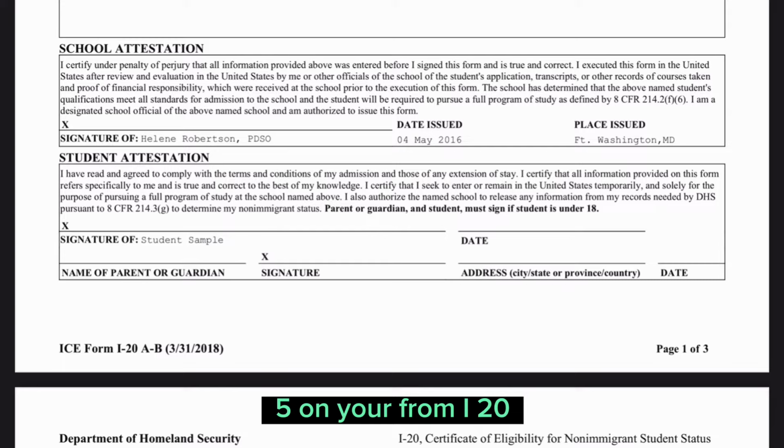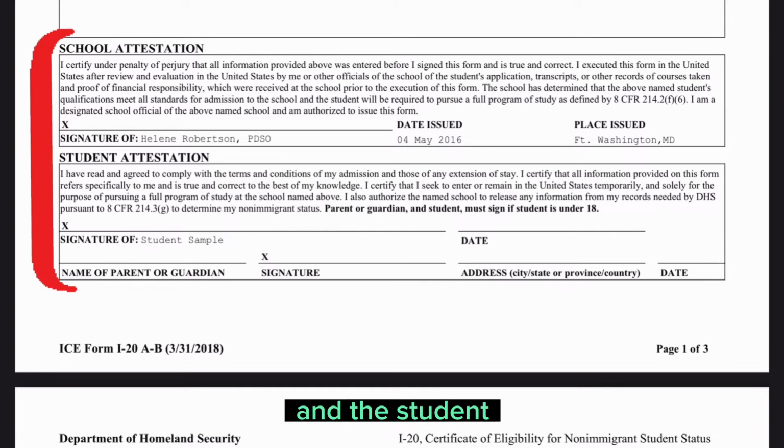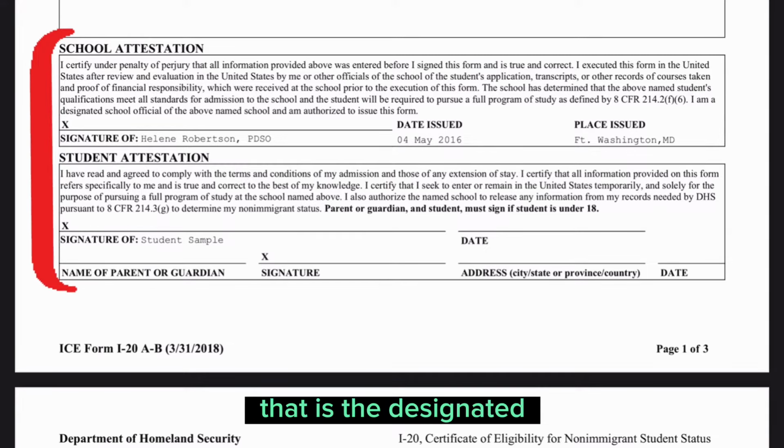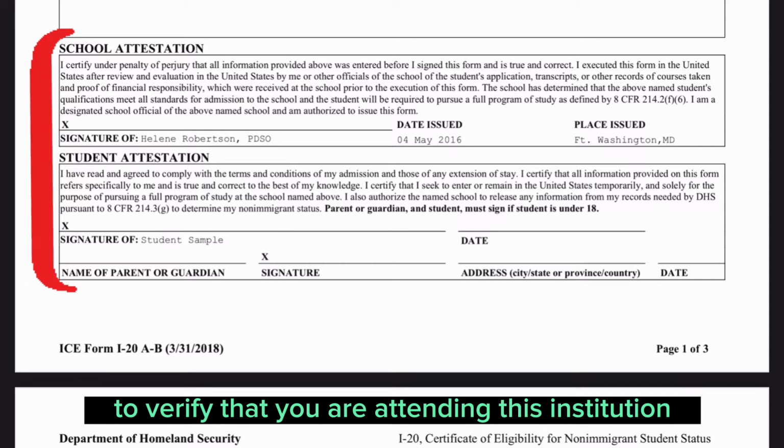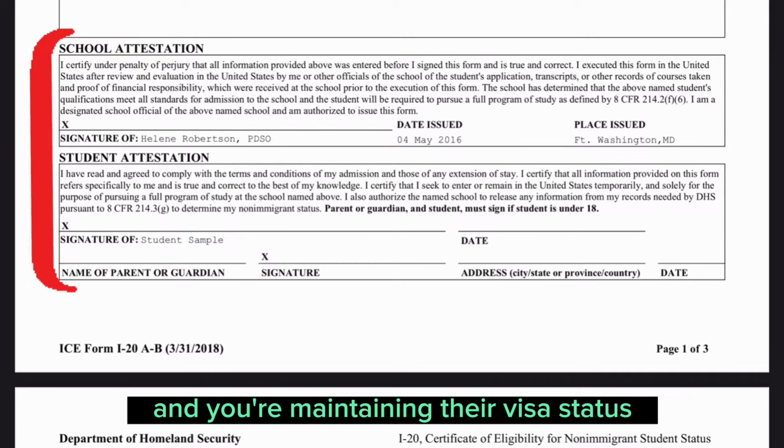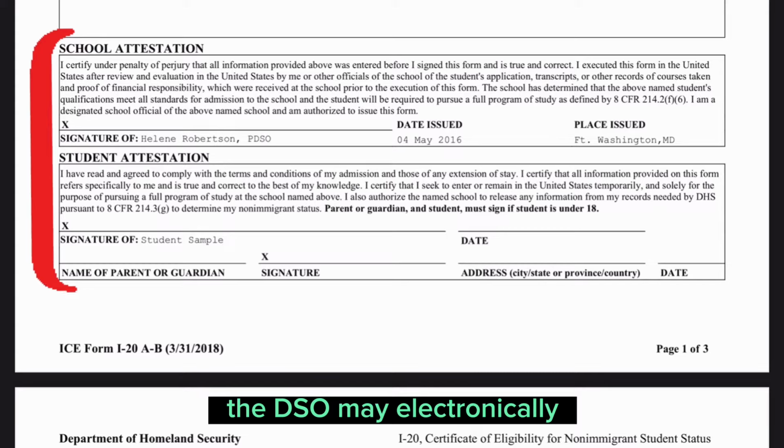Section 5 on your Form I-20 is the school attestation and the student attestation. This section of the I-20 form is required for validation of this document. Once you have checked all your documents and ensured there are no errors, or all the errors have been corrected and you've been given a new Form I-20, ensure that the school's DSO, that is the designated school official who created the document, endorsed this document with a signature to verify that you are attending this institution and you're maintaining your visa status. The DSO may electronically sign the Form I-20 and send it to you electronically.